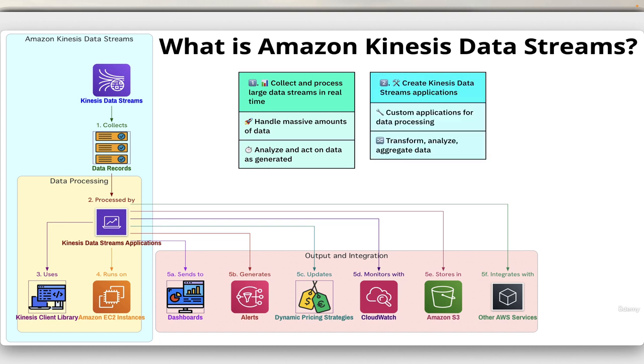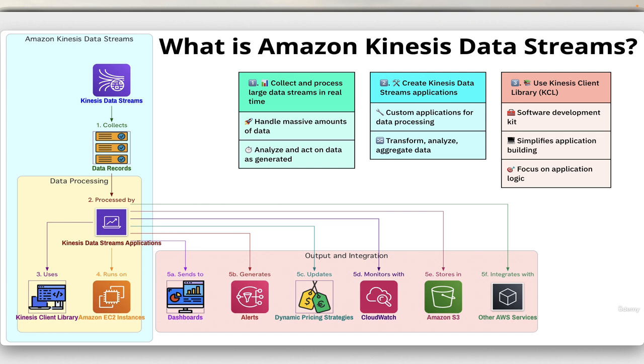These are custom applications you can develop to process the data from your streams. They form the core of your data processing pipeline, allowing you to transform, analyze, or aggregate your data as needed. The Kinesis Client Library (KCL) is a software development kit that simplifies the process of building Kinesis data streams applications. It handles many of the complex tasks associated with distributed computing, allowing developers to focus on application logic.